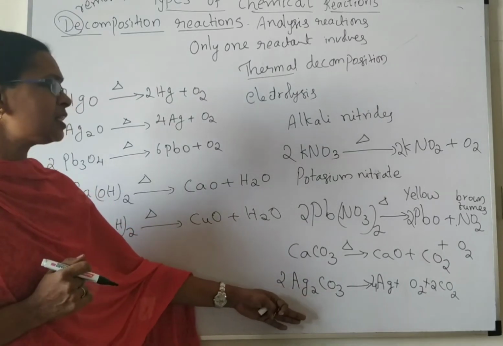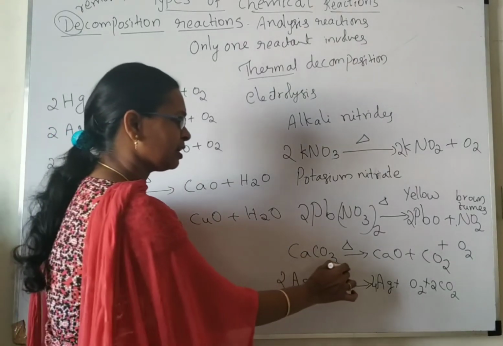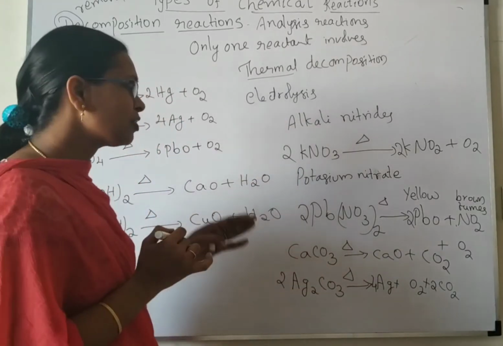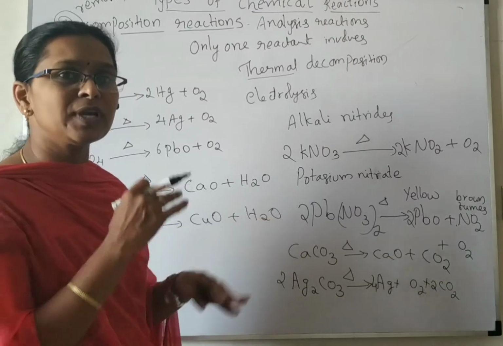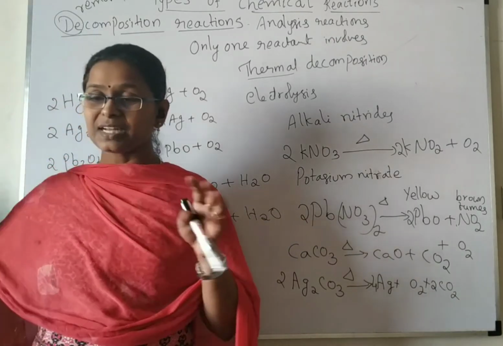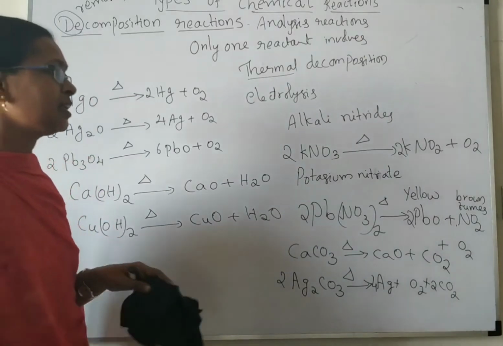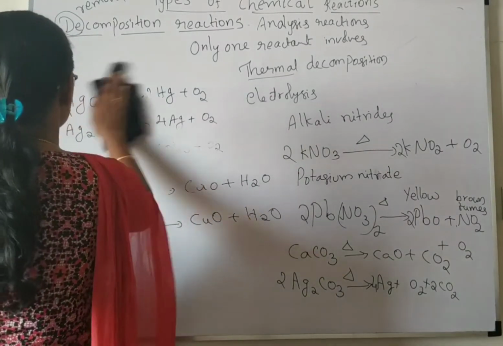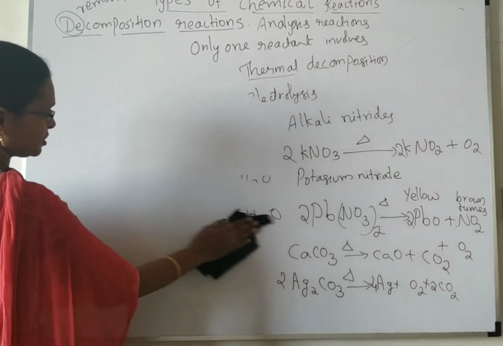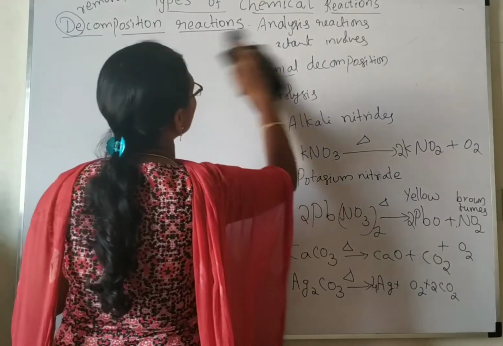On heating, this delta symbol indicates heat. So on heating, these compounds will dissociate. Okay, next we will go to the other reactions. Let us see how the other decomposition reactions happen, which is what we are going to see now.